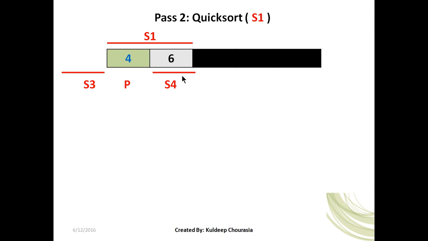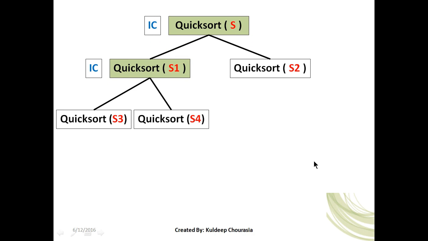So what do we have to do? We have to Quicksort S3 and then we have to Quicksort S4. So this is where we stand now. My task Quicksort S1 is incomplete. To complete this task, I have to Quicksort S3, and when this task is over, I have to Quicksort S4.